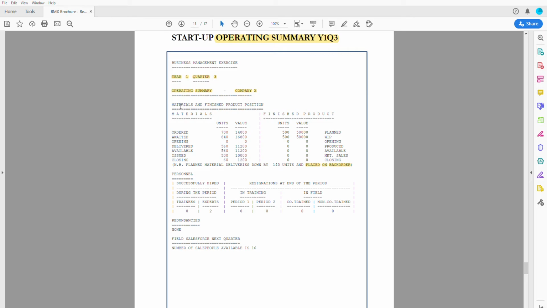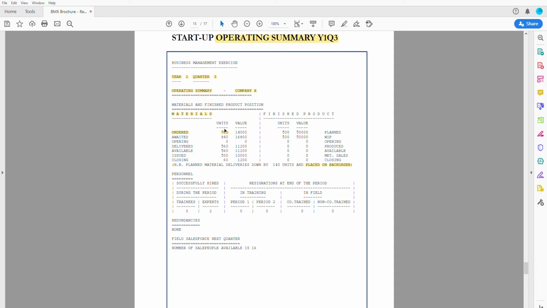First of all, we're going to be looking at the factory, and there are 2 sides to the factory. There is the material side of the factory, which is raw materials, and I want to start with that. Initially, in year 1, quarter 1, I ordered 700 units of raw materials from Australia for your factory. I did the same in quarter 2 and the same in quarter 3.